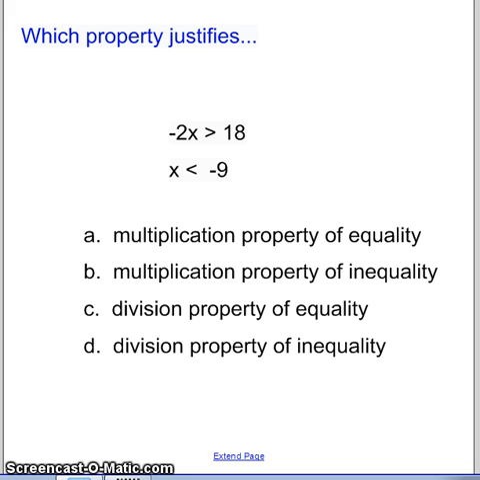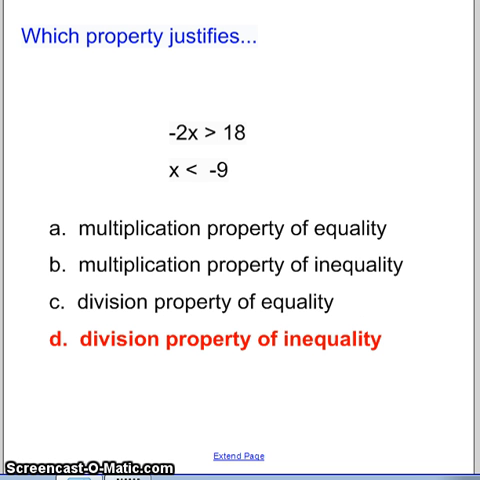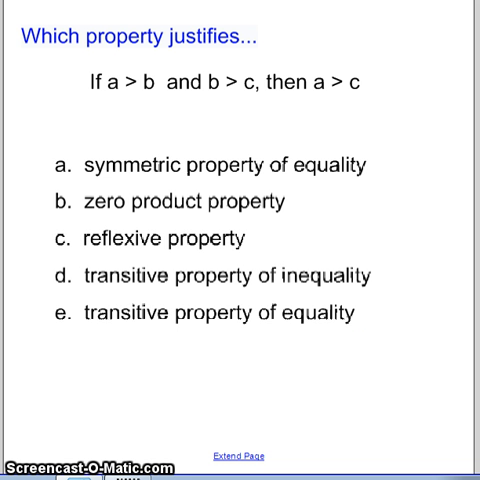This time we're going to divide both sides of the inequality by negative 2. So that's going to be the division property of inequality. And the one thing I'll point out to you right now is that when we divided by negative 2, it changed the direction of the inequality. Anytime you multiply or divide both sides of an inequality by a negative, it changes the direction of the inequality.